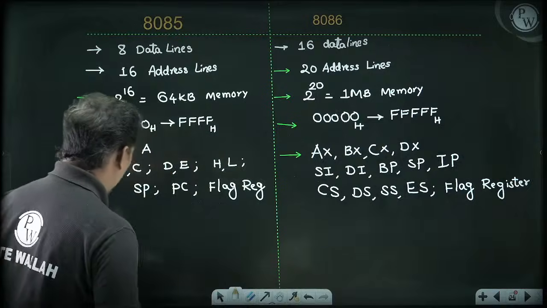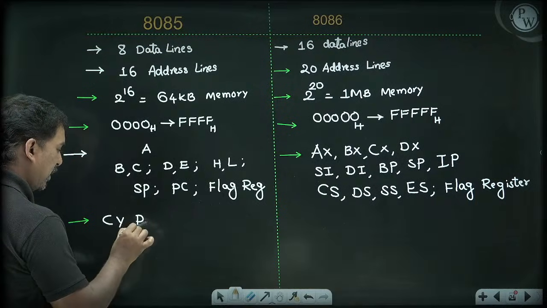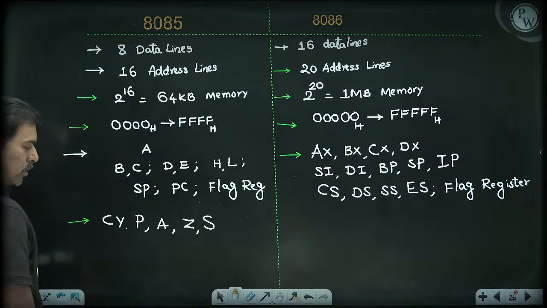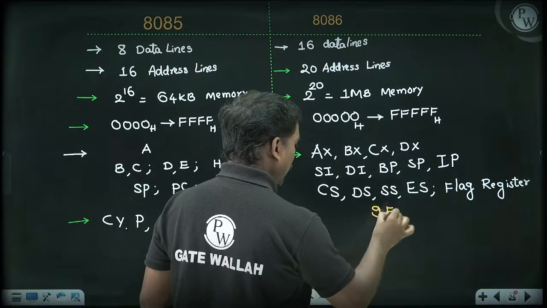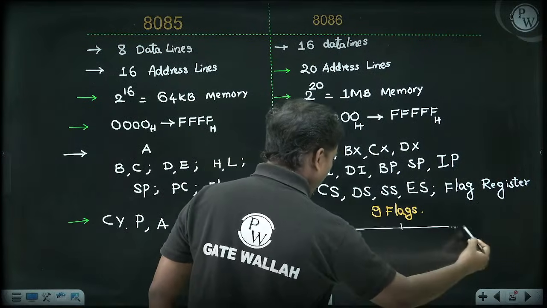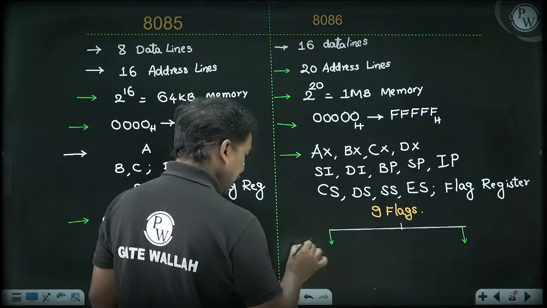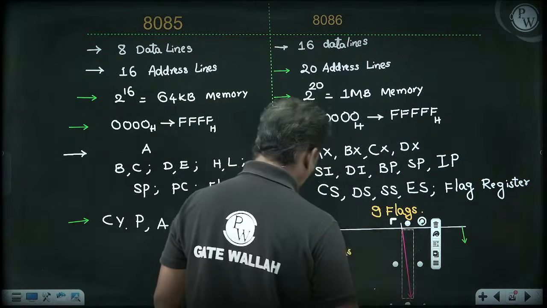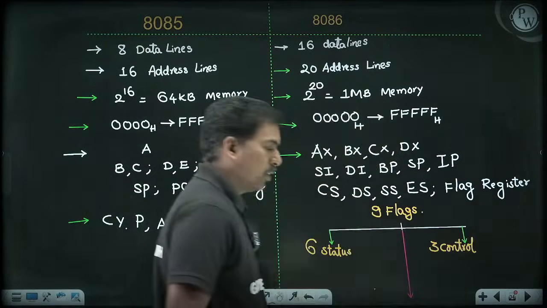And the flags available here, what are the flags available here? In 8085: carry flag, parity flag, auxiliary flag, zero flag, sign flag. But here we're having totally 9 flags. So they are split into categories like this: 6 status flags and 3 control flags. So what are the status flags?